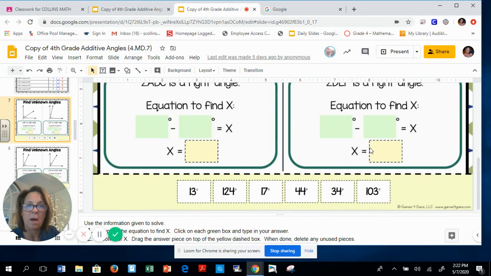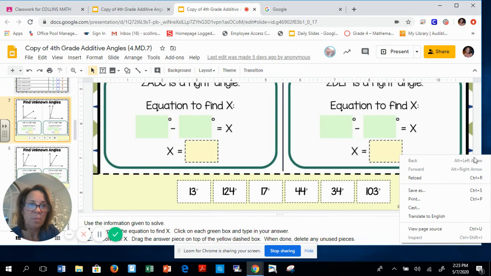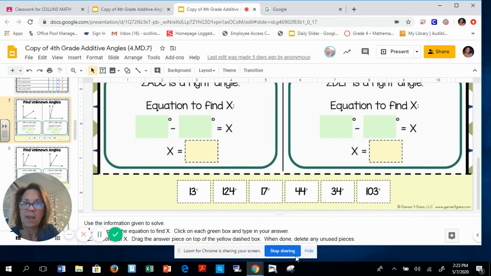So that is it on joining angles and finding unknown angles. I think it's kind of fun. Angles are fun to me. So I hope you guys have as much fun with it as I do.